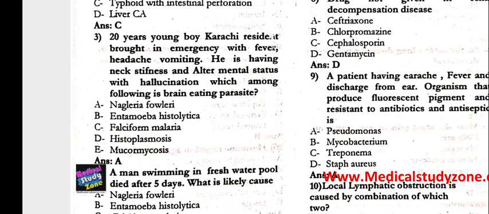resident, was brought to the emergency with fever, headache and vomiting. He is having neck stiffness and altered mental status with hallucinations. Which among the following is the brain-eating parasite? That is Naegleria fowleri.